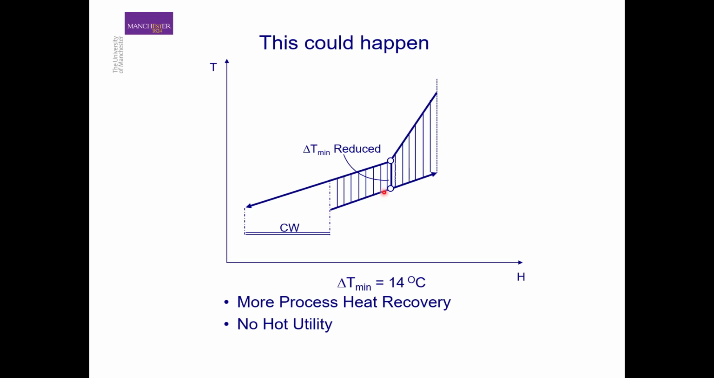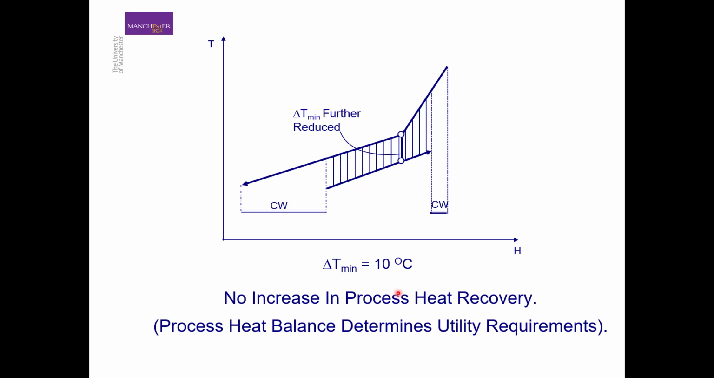So by reducing our delta T min to 14 degrees centigrade, we have achieved two things. One, we have reduced our hot utility to zero, and second, we have increased our heat recovery compared to when the delta T min was 20 degrees centigrade. So what happens if we try to recover more heat by going to a lower delta T min? Here we have taken our delta T min to 10 degrees centigrade. Our heat recovery is the same as before, but now we have this part of the cooling utility and also a part here as well, and the sum of these two cooling utilities is the same as when we had a 14 degrees centigrade approach temperature. So the cooling requirement of the process remains the same.